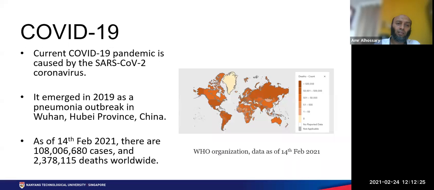As we know, COVID-19 is the current pandemic covering all the world, caused by SARS-CoV-2 virus, and it has emerged in 2019 as a pneumonia outbreak in Wuhan, China. And until mid-February, there are more than 100 million cases and 2 million deaths worldwide.